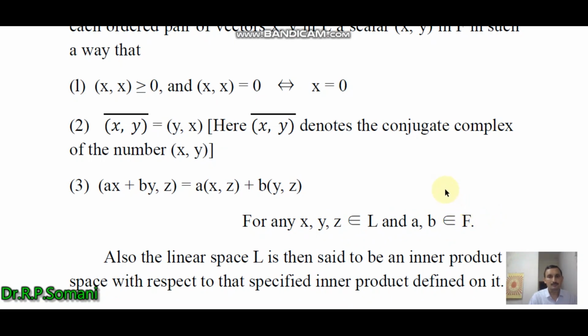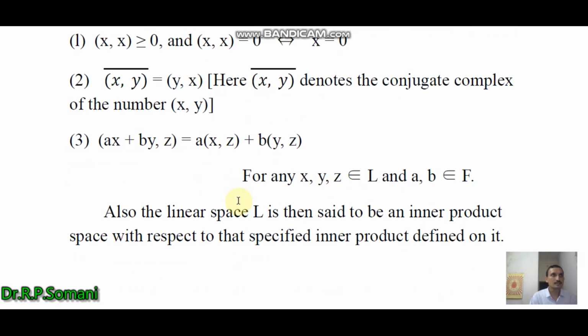So if a linear space has these three properties for each ordered pair x, y, then this mapping is known as an inner product, and we say that the linear space L is an inner product space with respect to that specified inner product defined on it. So these are known as the three conditions of the inner product: first, second, and third.